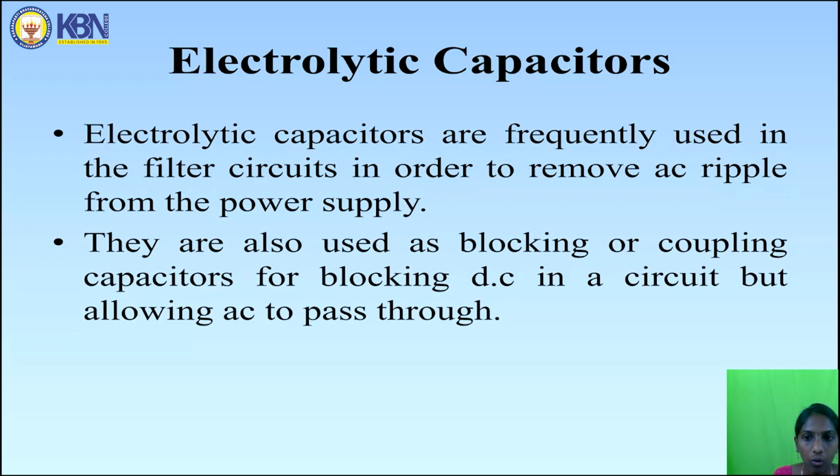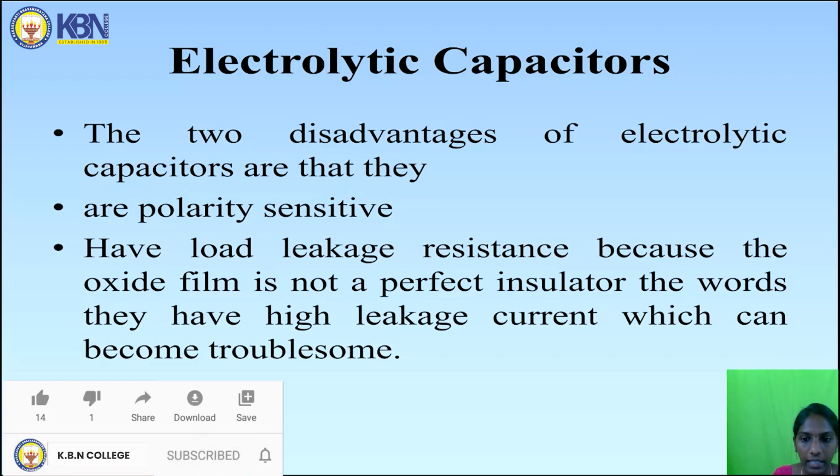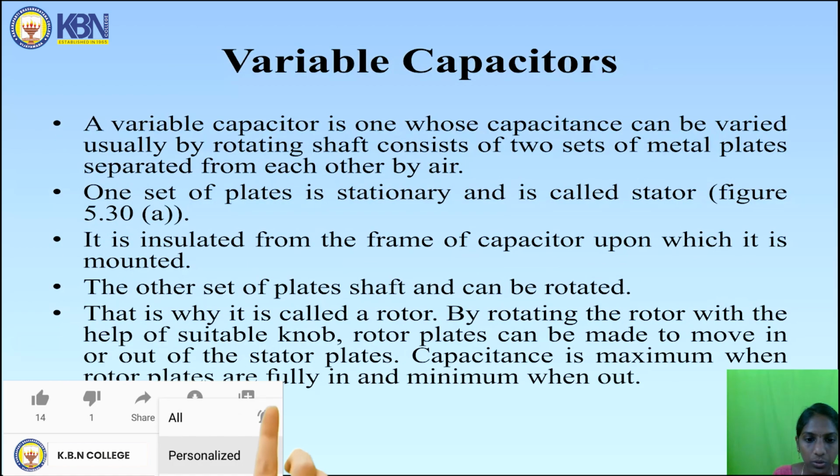Electrolytic capacitors are frequently used in filter circuits in order to remove AC ripple from the power supply. They are also used as blocking or coupling capacitors for blocking DC in a circuit but allowing AC to pass through. The two disadvantages of electrolytic capacitors are that they are polarity sensitive and have low leakage resistance because the oxide film is not a perfect insulator. In other words, they have high leakage current which can become troublesome.